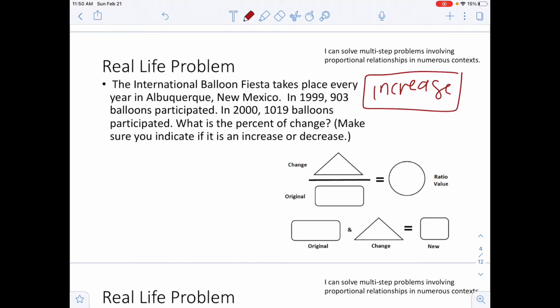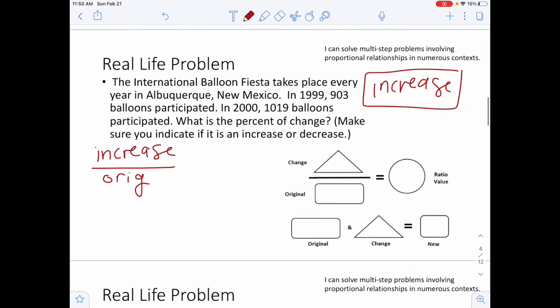And then remember, to find the percent of change, we take the amount of increase over the amount of original. And I'm going to find that by using this diagram here with my shapes. So I know my original was 903 balloons. So I'm going to plug that in for my originals. I know that my new amount is 1,019 balloons. And I know my goal here is to find the percent of change.